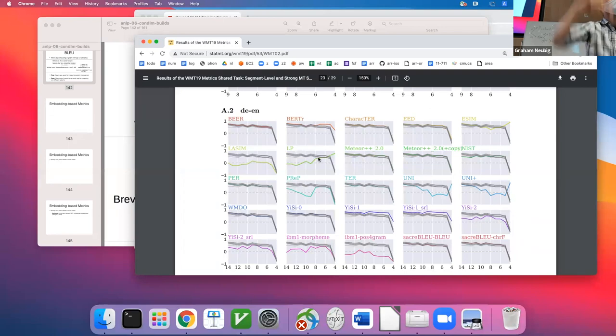I see a hand in the back. With the ROUGE score, we don't traditionally use ROUGE in MT. It's more used for summarization. There's not really a super good reason for that, actually, but I would be very surprised if it was very different than BLEU. It's probably similar.